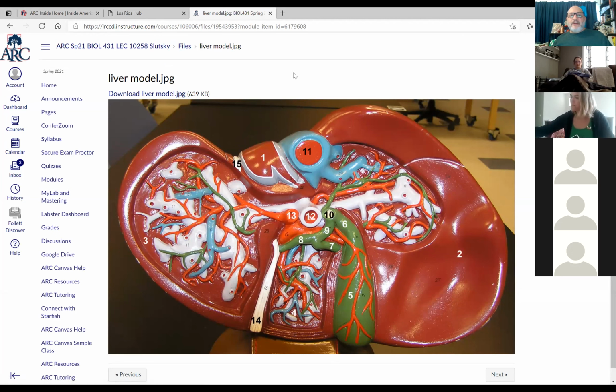So notice here, this view, they've allowed us to see all 4 of our lobes. We have over here, the much smaller left lobe. Over here is the right lobe. Then here we have our caudate lobe. And this cross-section piece right here is the caudate lobe.